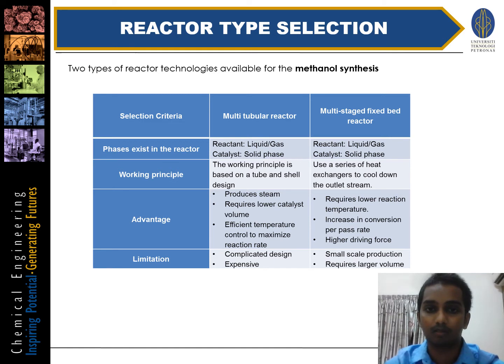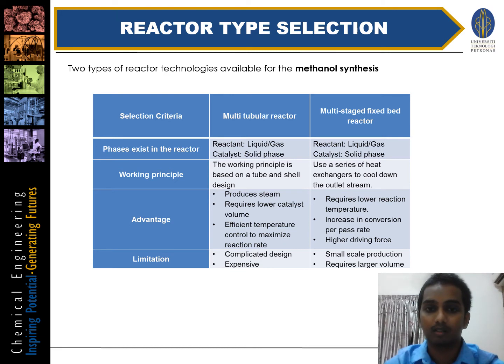The advantages of using a multi-tubular reactor are that it can produce steam, requires lower catalyst volume, and has efficient temperature control to maximize reaction rate. As for the multi-stage fixed bed reactor, the advantages are that it requires a lower reaction temperature, increases conversion per pass, and has a higher driving force. The limitation of the multi-tubular reactor is that it has a complicated design and it is expensive. However, the multi-stage fixed bed reactor can only be used in small scale production and requires a larger volume.